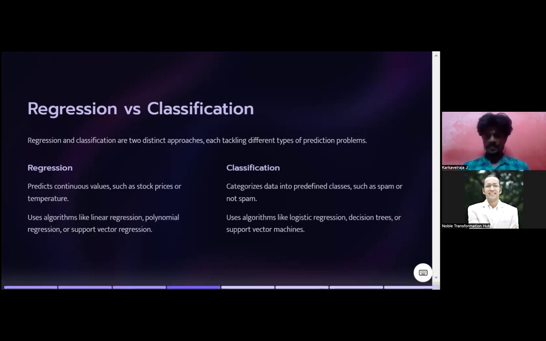Simple. Then classification is categorical data, which has predefined classes such as spam and not spam, zero or one, whatever. So we do it in zero and one, binary. If you see, a machine understands binary only; it is just for us human beings to understand. The algorithms which we use are logistic regression, decision trees, and support vector machines.